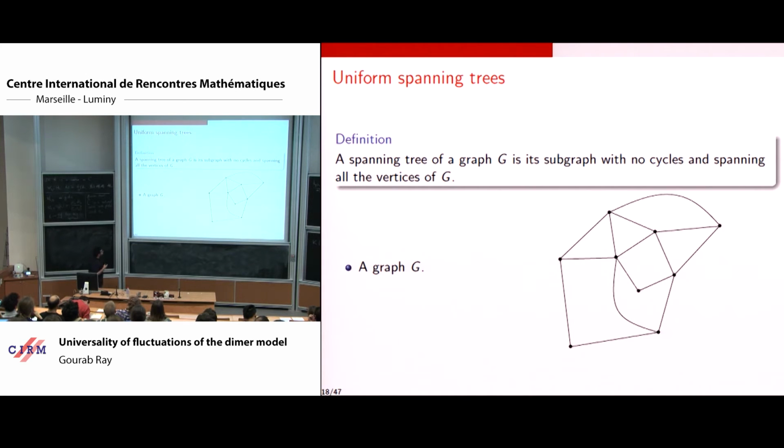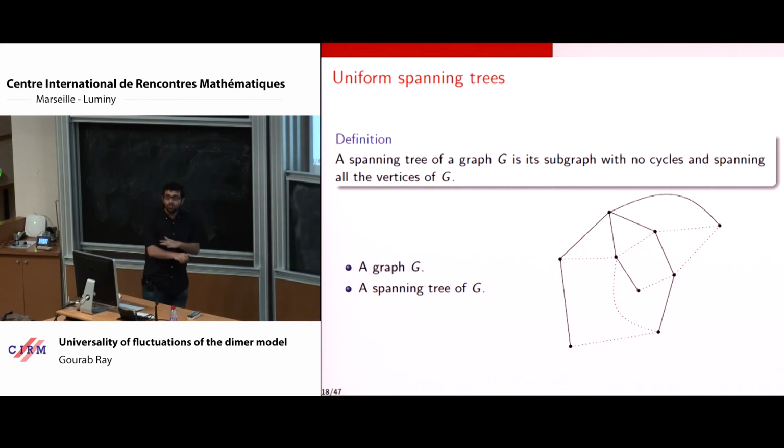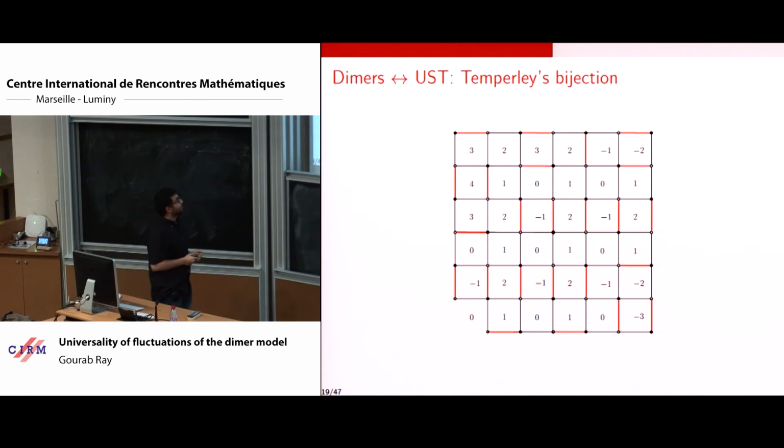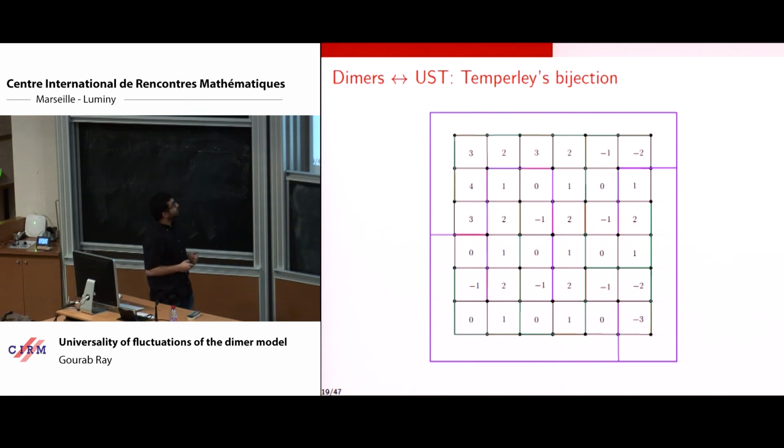Okay, so what is a spanning tree? Let me quickly explain. It's very simple. You take a graph, and you take a tree consisting of all the vertices in the graph, like this. And a uniform spanning tree is very simple. You look at all possible spanning trees and pick one at random. Okay, so here, what's the connection? This is the connection. So I have two trees, one purple tree and one green tree.